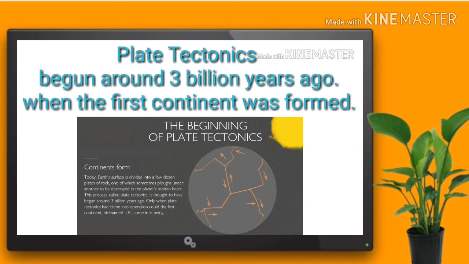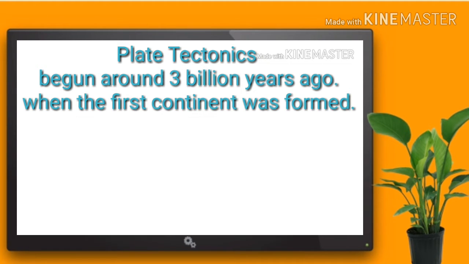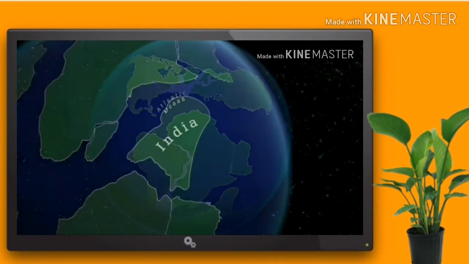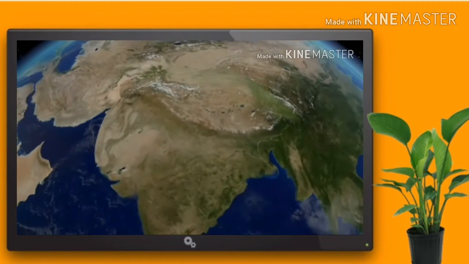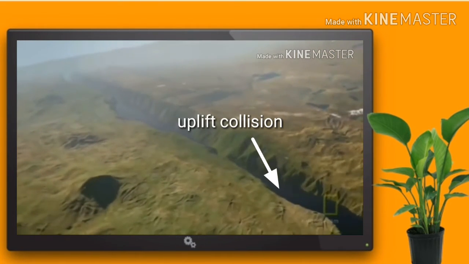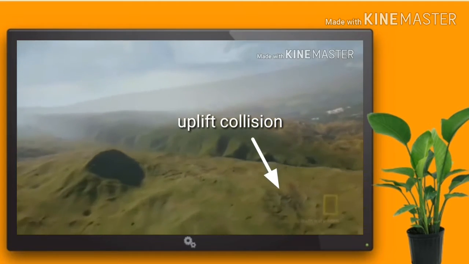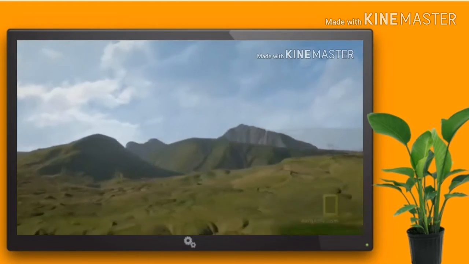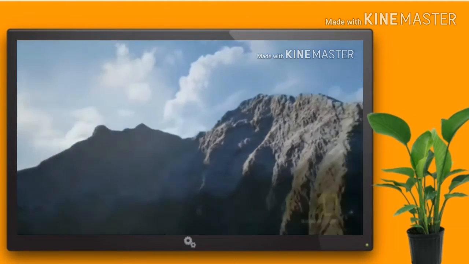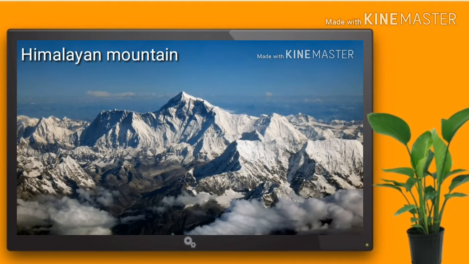Plate tectonics began around 3 billion years ago when the first continent was formed. But here I only show you how the Himalayas were formed by plate tectonics. The Himalayan mountain range was formed as a result of the uplift from the collision between the Indian plate and the Eurasian plate. The Himalayan mountain range began 50 million years ago and continues today.